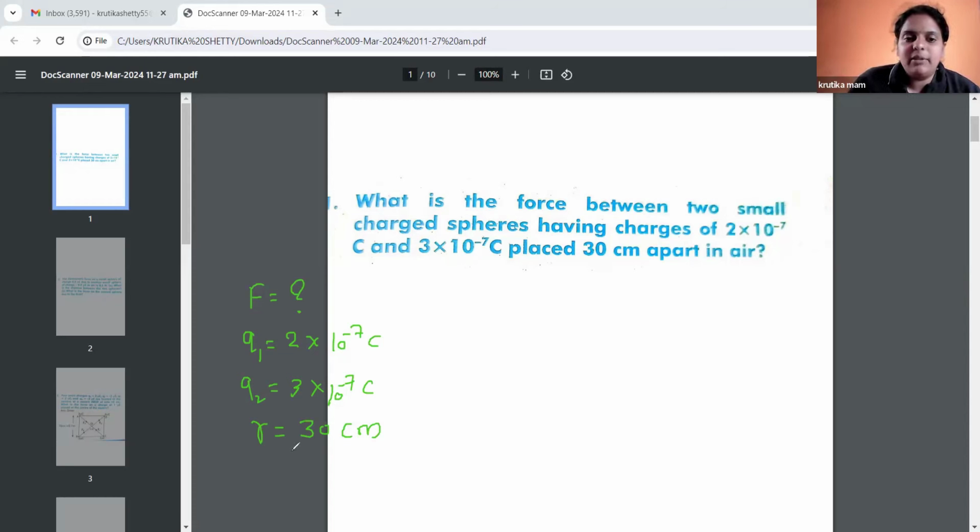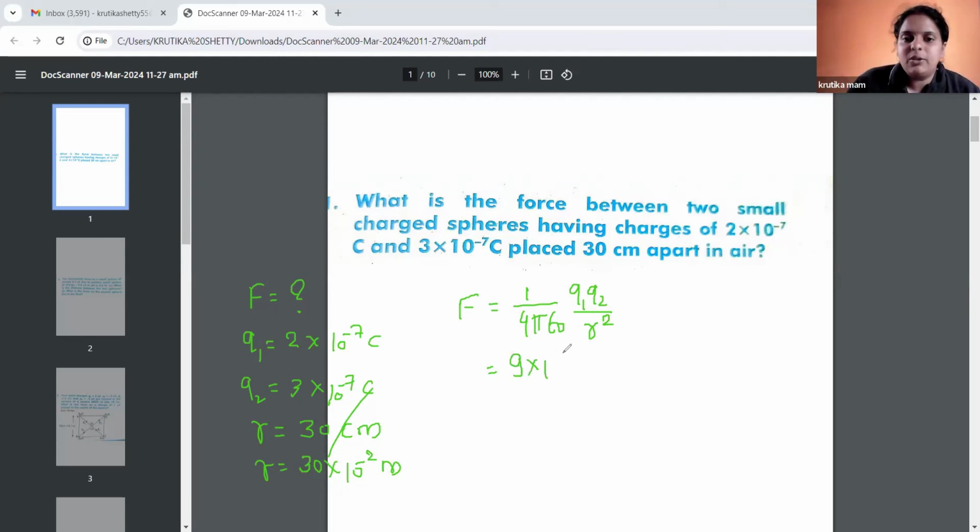But here, look, what you have to do is, distance is given in centimeter, please convert it to meter. So in meter, 30 into 10 raised to minus 2 meter. R is equal to 30 into 10 raised to minus 2 meter. Okay. So with respect to this, you can calculate the force between the bodies. The force between the bodies is given by F is equal to 1 upon 4 pi epsilon naught Q1 into Q2 divided by R square. So what is 1 upon 4 pi epsilon naught?